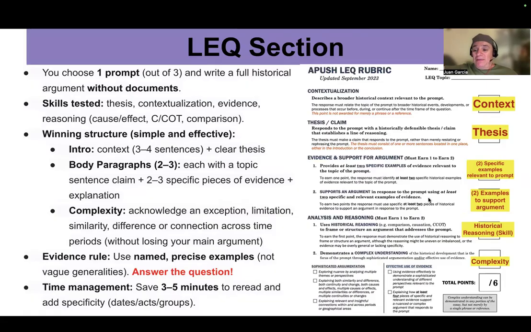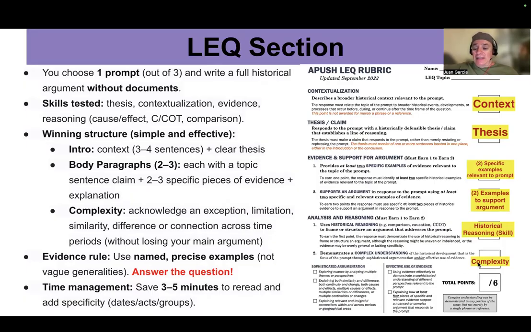So you need to make an argument and be able to support it with these examples. Analysis, historical reasoning skill. So this is what the skill is. What is the question asking you to do? If the question is asking you for comparison, are you comparing, contrasting? If the question is asking you for causes and effects, are you explaining causes and effects? So this is the skill, okay? Make sure you address the skill that the question is asking you to do.